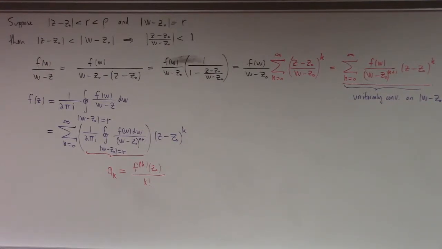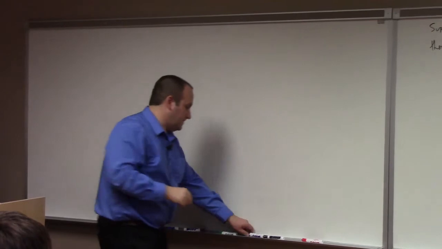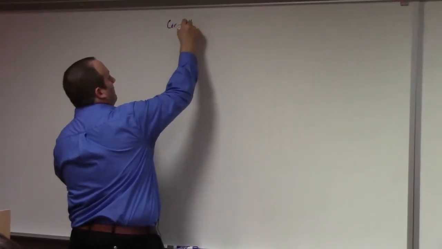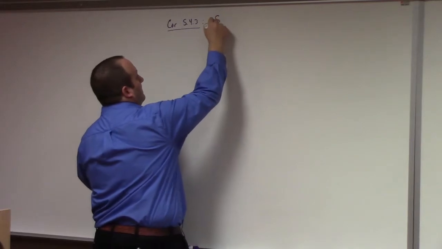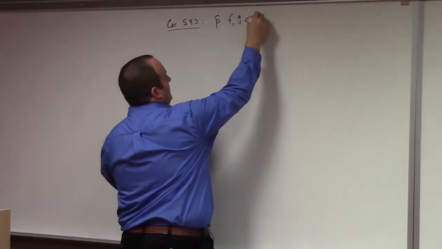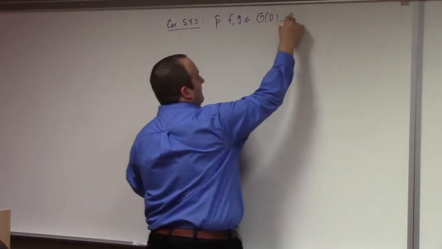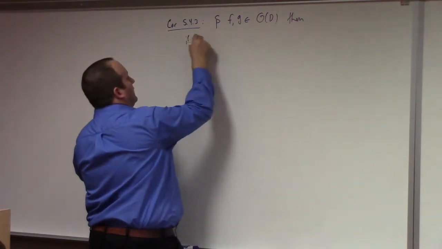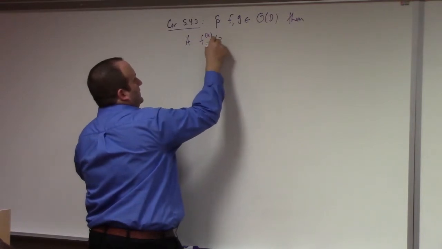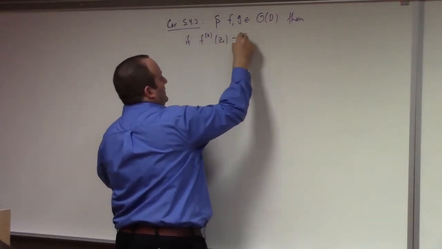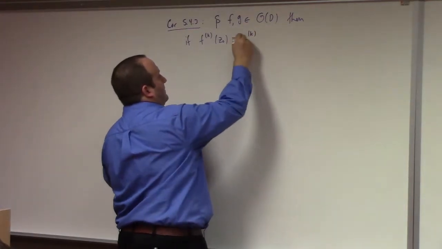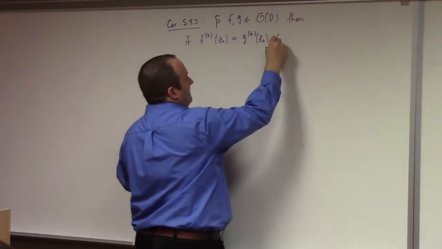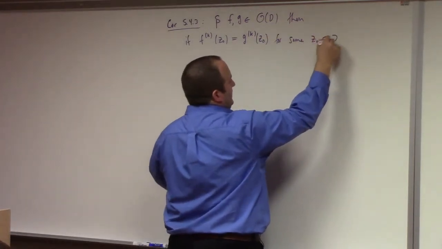The corollary to this theorem is what? There's a few corollaries. What do you think we can say if we have two holomorphic functions? Suppose f and g are holomorphic on D, then if the kth derivative at z naught of f is equal to the kth derivative of g at z naught for some z naught in D, then what?